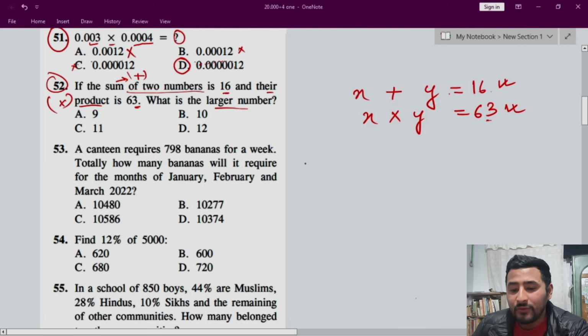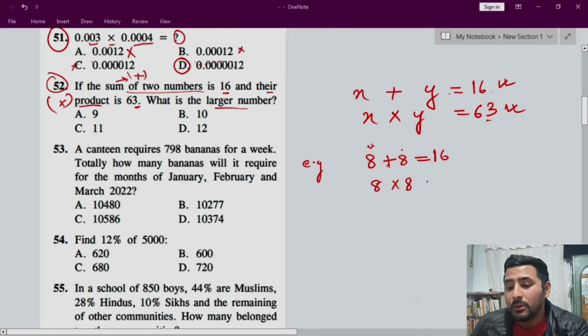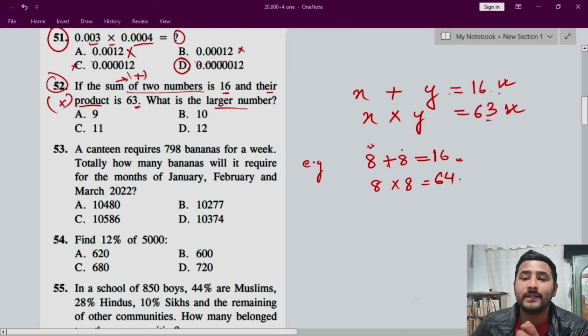For example, if I give you the number 8, one number is 8, the other number is also 8. If you add these two, you'll get 8 plus 8 is 16. But 8 multiplied by 8 will be 64. So what we need is 63. When you add you're getting 16, but when you multiply you're getting 64. So this will not be the correct answer.